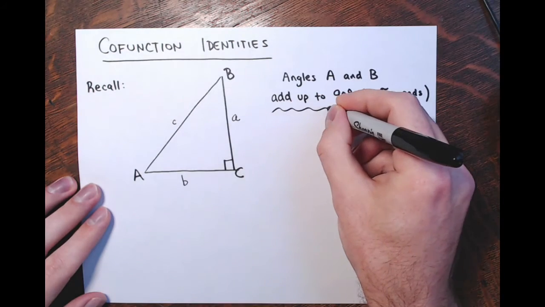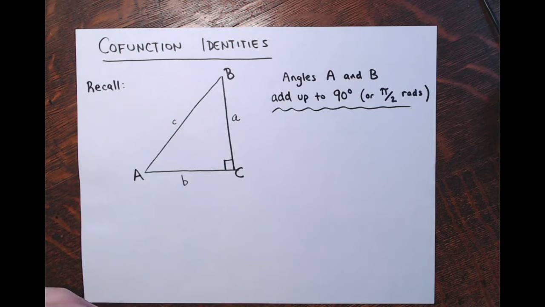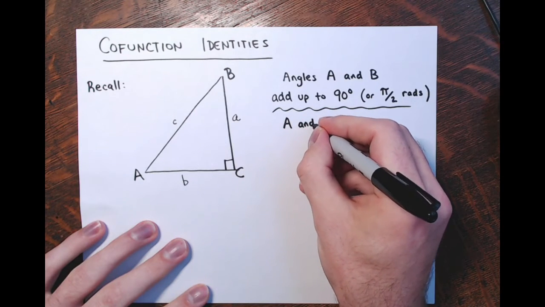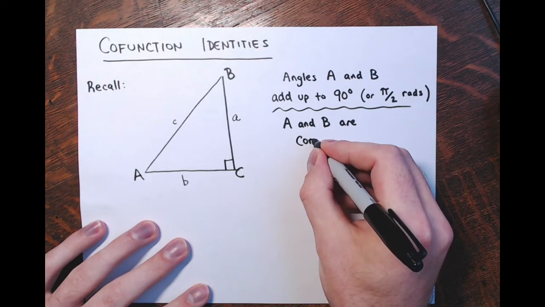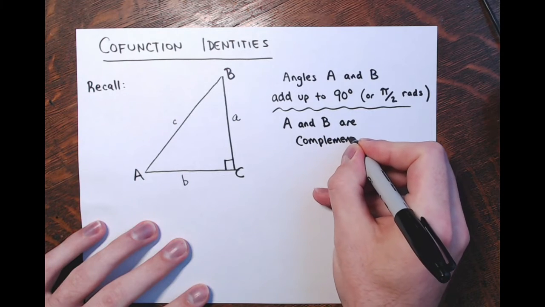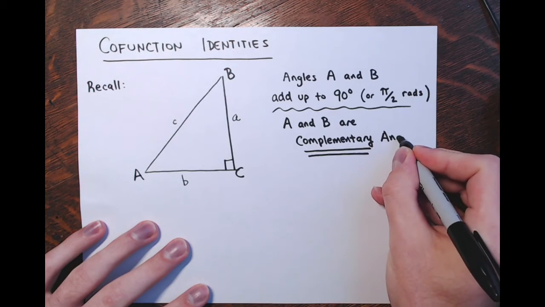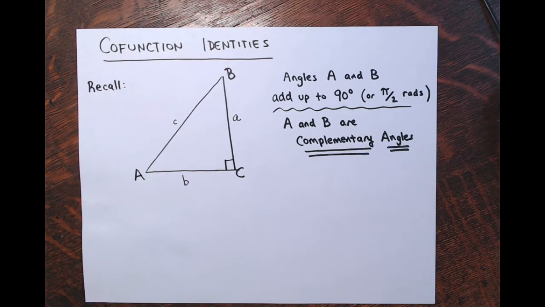Now there's a name for this. When you have two angles that add up to 90 degrees, or have a sum of pi over 2 radians, they call those angles complementary angles. So A and B are what they call complements, or complementary angles. And like I said, you've probably heard these words before. Two angles are complementary if their sum is 90 degrees, or if their sum is pi over 2 radians.